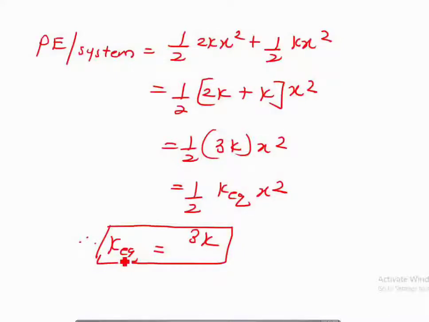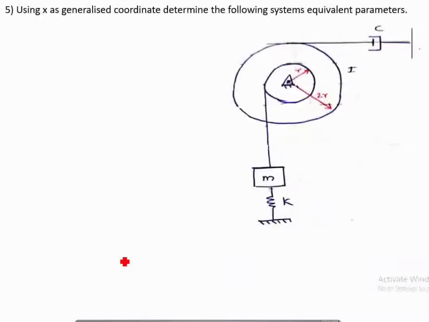Now we will move on to some problems involving dampers also. Okay, so now again using x as a generalized coordinate, determine the following system's equivalent parameters.